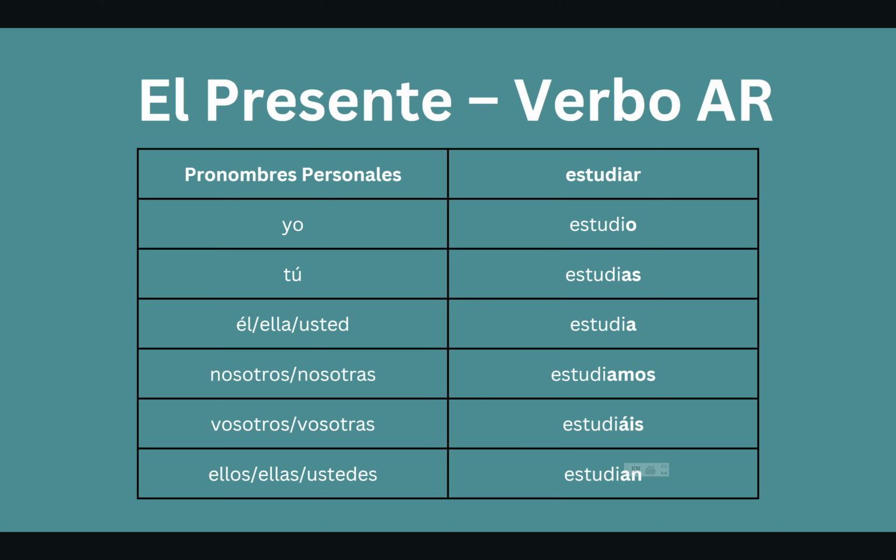Take the verb estudiar as an example. Yo estudio. Tú estudias. Él, ella, usted estudia. Nosotros, nosotras estudiamos. Vosotras, vosotros estudiáis. Ellos, ellas, ustedes estudian.